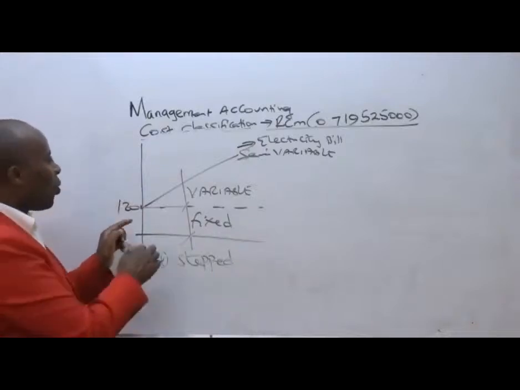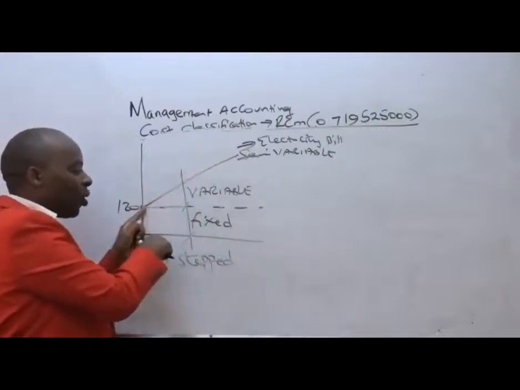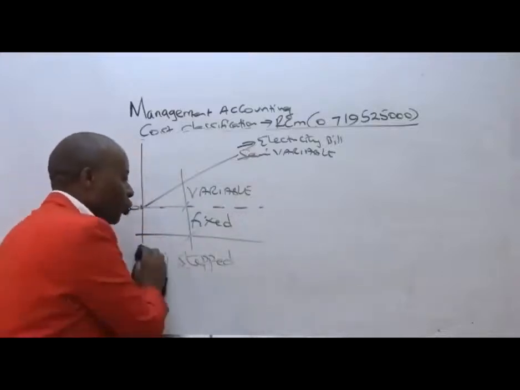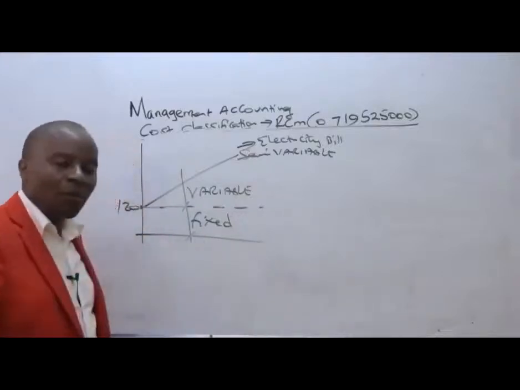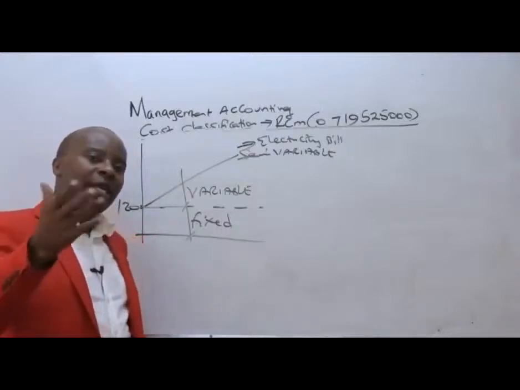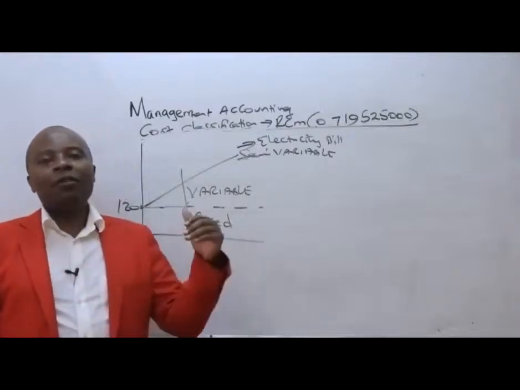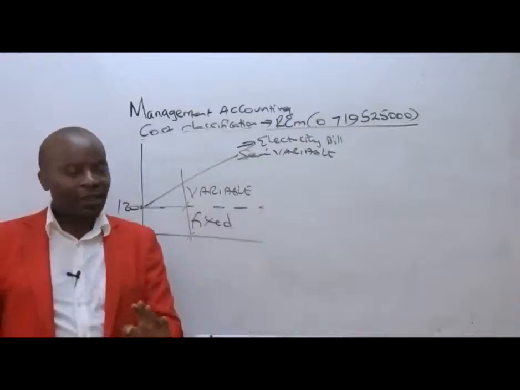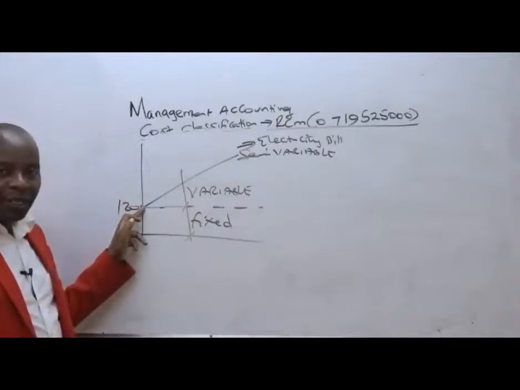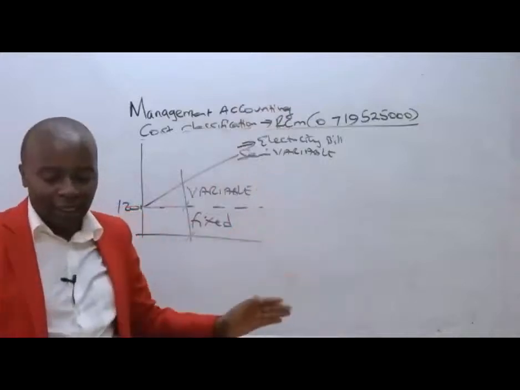Now from there, we shall have this component of our bill, which is dependent on the number of units which we are consuming. Most importantly, we need to appreciate the fact that semi means half, partly fixed and partly variable. And under semi-variable cost, our cost will never begin from zero. Our cost will begin from some higher point up there and then move up like that. That's semi-variable.